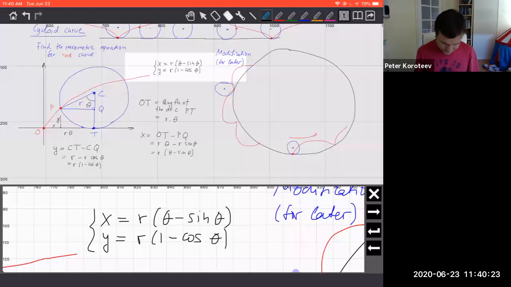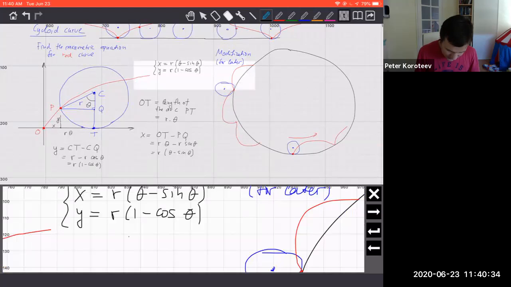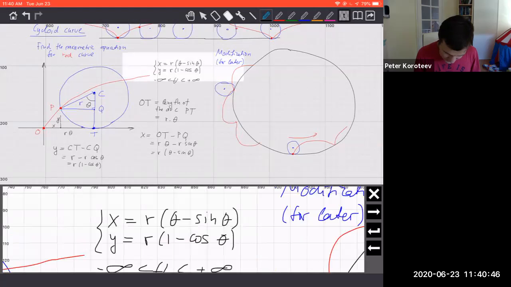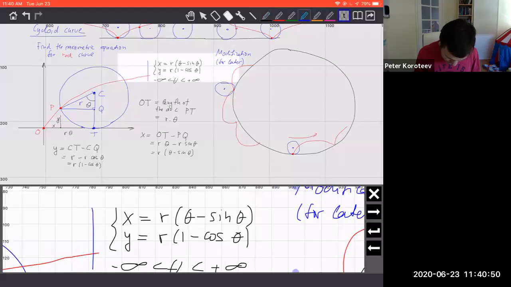Here we are. Now, if you want to describe the whole motion of the car, assuming that it can move forward and backward, then we should allow theta to vary between minus infinity and plus infinity, to make the curve stretch from left to right and backwards. So this is the famous cycloid curve.